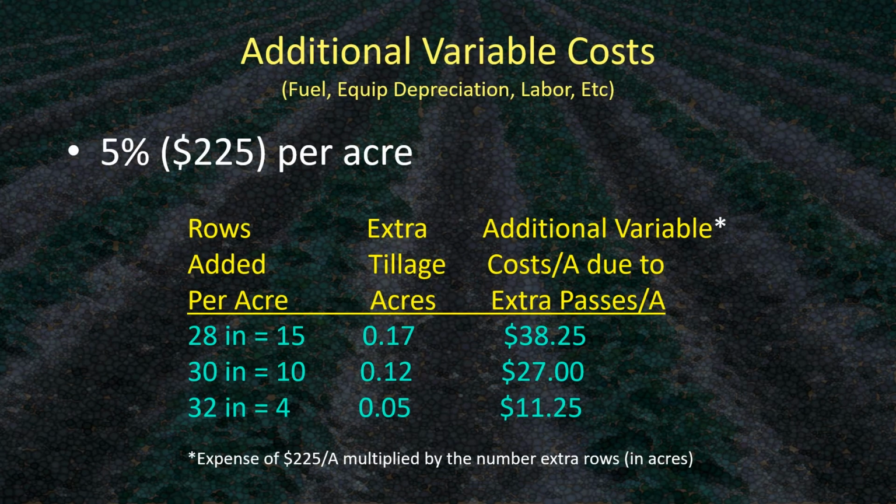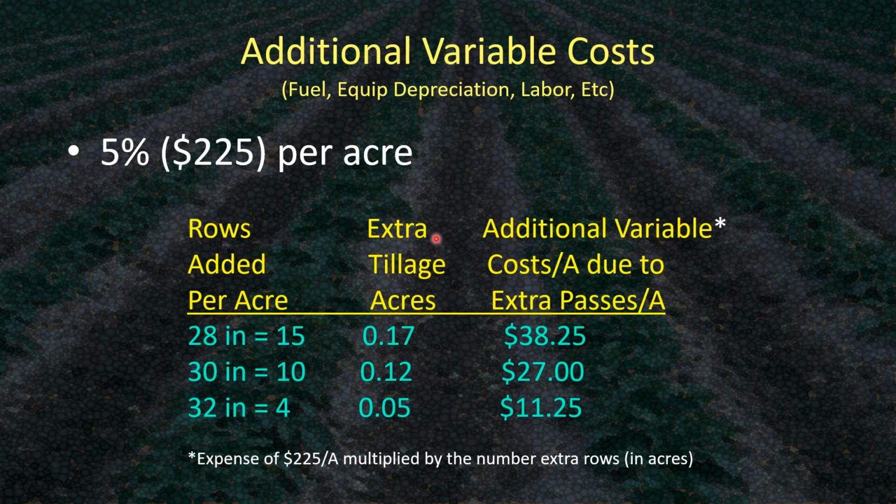When you move your rows closer together, you're going to experience additional variable costs per acre for fuel, equipment, depreciation, labor, and a few other things because you're adding rows to each acre. At 28 inches, we'd add 15 rows per acre. 30 inches, we're going to add 10 rows per acre. 32 inches, we'll add 4 rows per acre. And I calculated the additional variable cost to be about $225 per acre, or about 5% of the production costs.